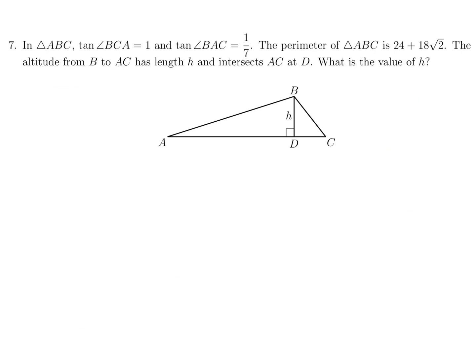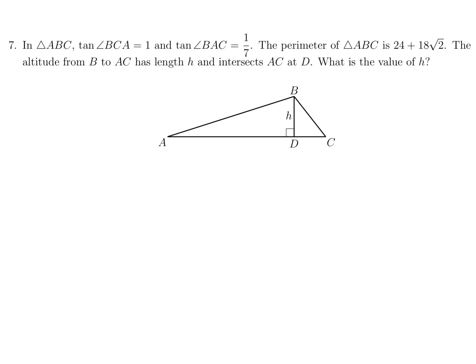In triangle ABC, tan of BCA is 1, and tan of BAC is 1 over 7. The perimeter of triangle ABC is 24 plus 18 root 2. The altitude from B to AC has length h and intersects AC at D. What is the value of h?